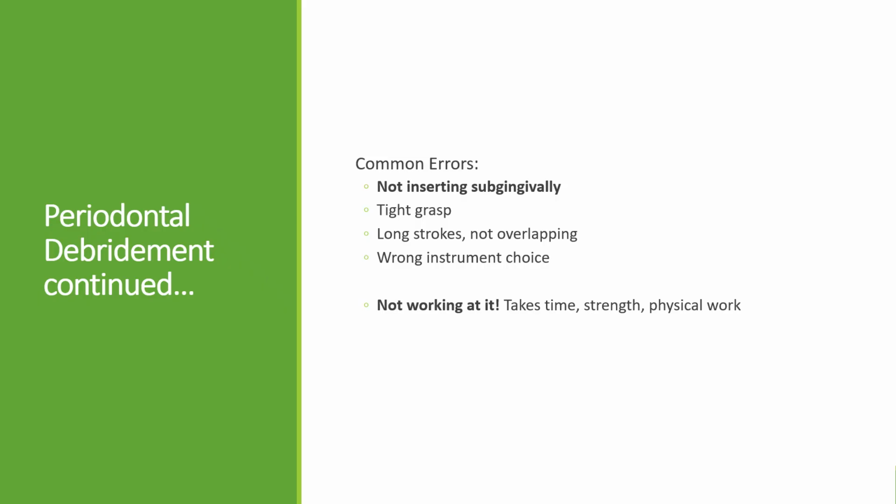Do you have too tight of a grasp? If you have too tight of a grasp, you're not going to be effective. Remember that TAR principle: tighten, activate, release. Strokes. Are you doing long strokes and not overlapping? And that's another one of the biggest things I see when I watch students scale. When I go in to scale a surface, I'm scaling the mesial of the 4-6 on the buccal. I'm going to insert at that line angle. It may take me 30 strokes to get all the way interproximal.